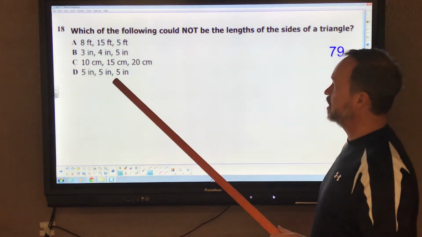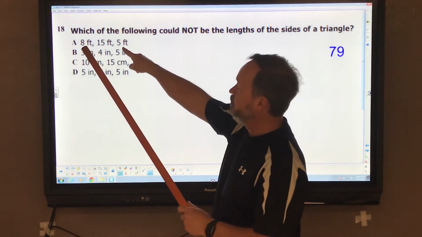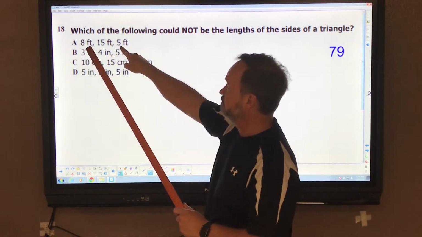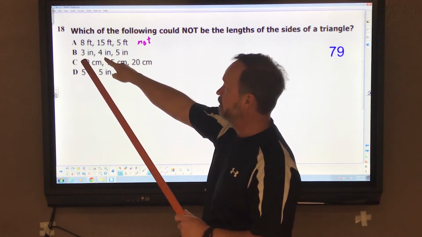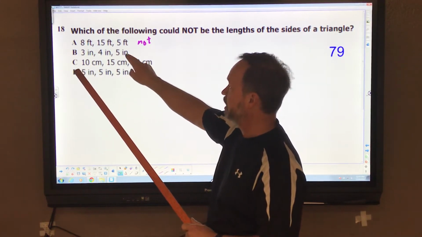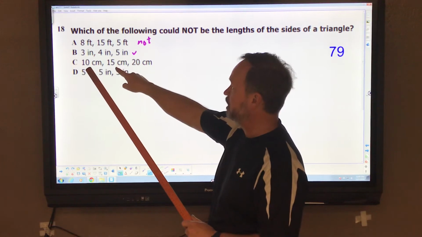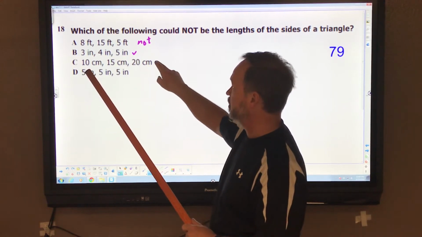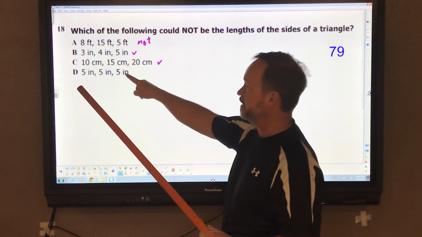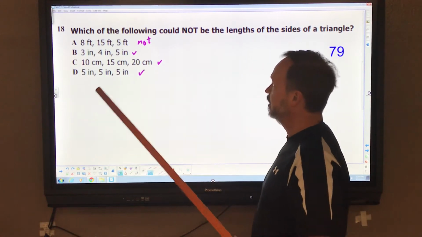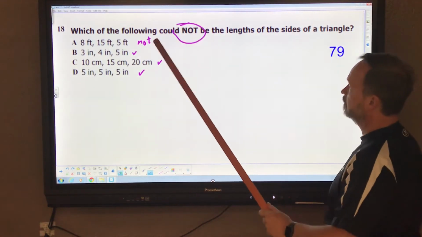And so you can see the two short sides here do not make enough to be 15. So this is not a triangle. The two short sides here are longer than the 5, so that one's okay. And the two short ones here are longer than the 20, so that one's okay, it's a triangle. And these two here, obviously longer than the third side, it's an equilateral triangle. And so the not is the A.